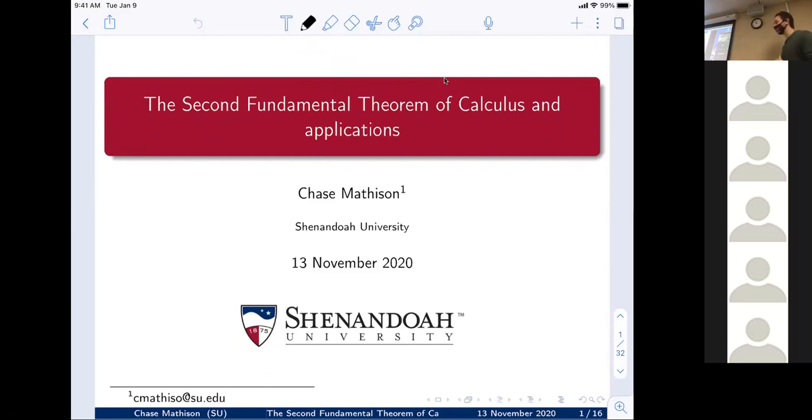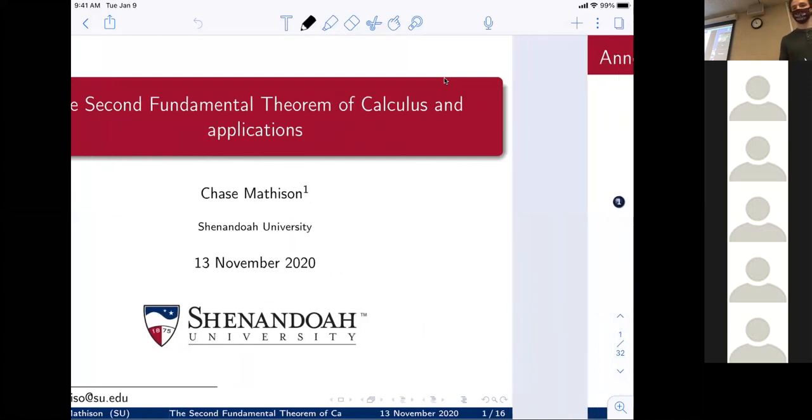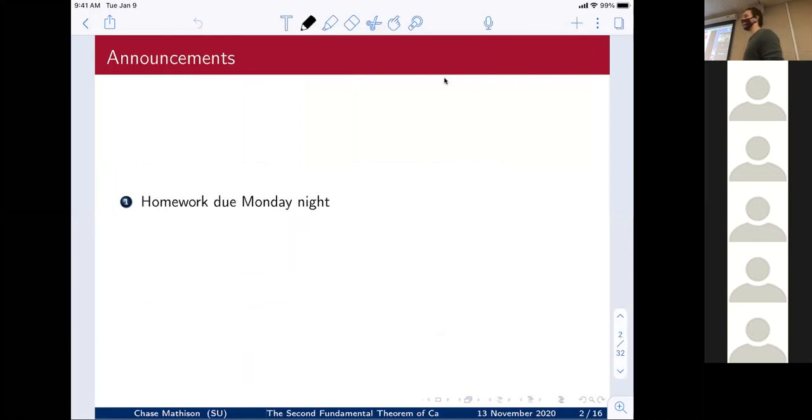Today we're talking about the second fundamental theorem of calculus and some of its applications. Well, really, applications of the general fundamental theorem of calculus. Okay, so first we're going to pick up where we left off yesterday with an example that illustrates what the second fundamental theorem is all about.